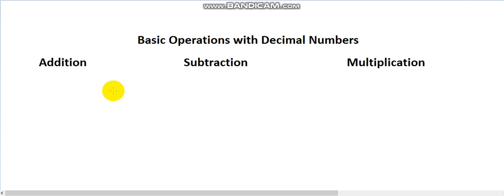Hello everyone, in this video we will be talking about the basic operations with decimal numbers. So we're going to be talking about addition, subtraction, and multiplication. We will be talking about division in grade 5, so let's leave that for now.